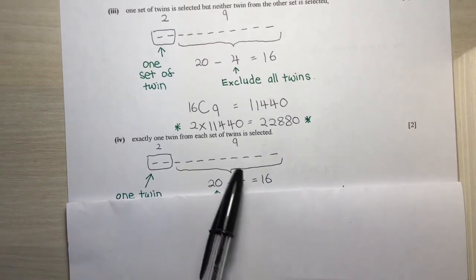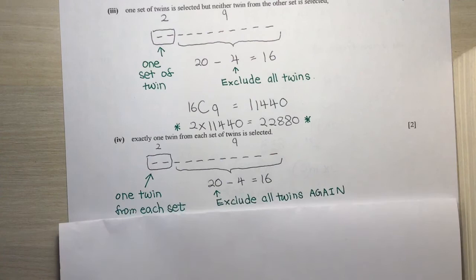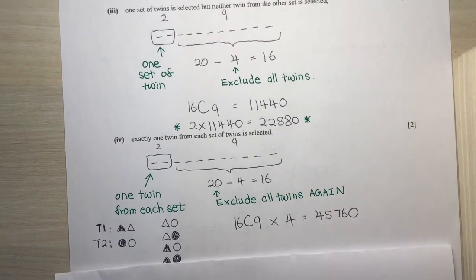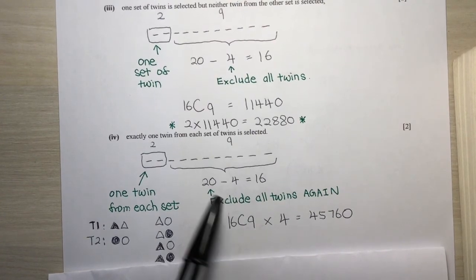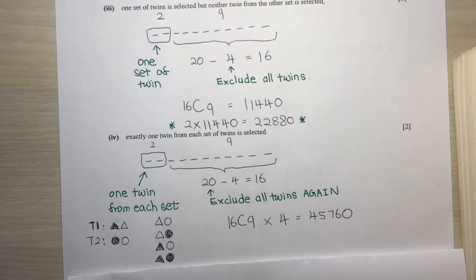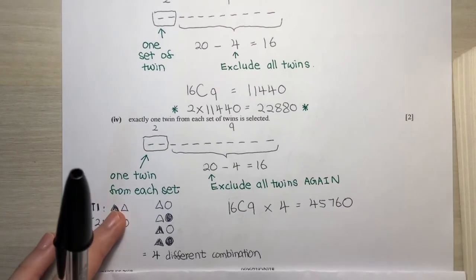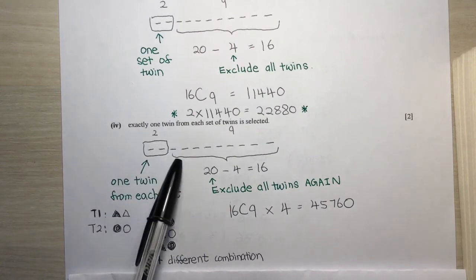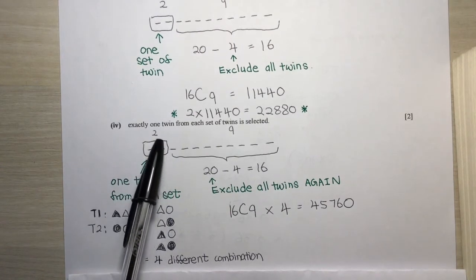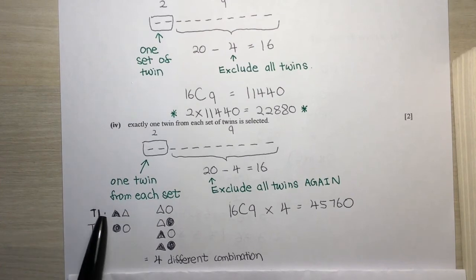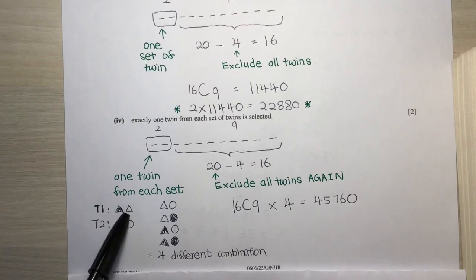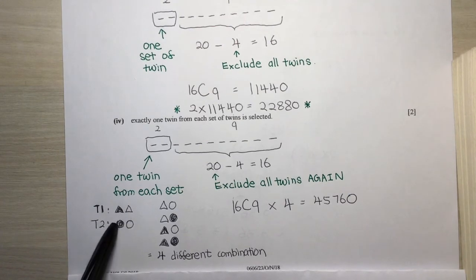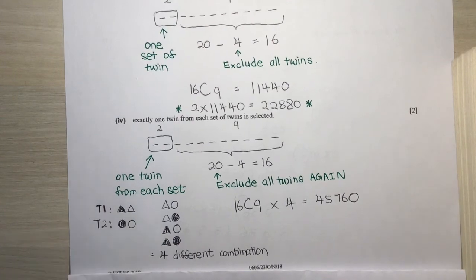And for this part, it's pretty straightforward. All we have to do is, again, go with 16C9, where we have 16 people to choose from to fill in the remaining 9 spaces. But the only part you have to watch out for is the 2 people being selected over here. So the 2 people here, we can only choose from the 2 sets of twins. And the twins, they cannot be together. You cannot have 2 triangles together. But even though they are twins, they are still different people.